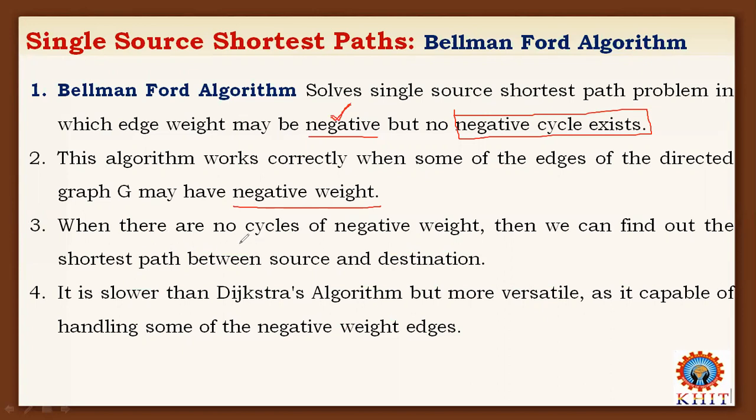When there are no cycles of negative weights, then we can find the shortest path between source and destination. That means the problem can be solved if no cycle of negative weights is formed. That means a cycle cannot be formed in the given graph. Then the problem can be solved by using the Bellman-Ford algorithm.